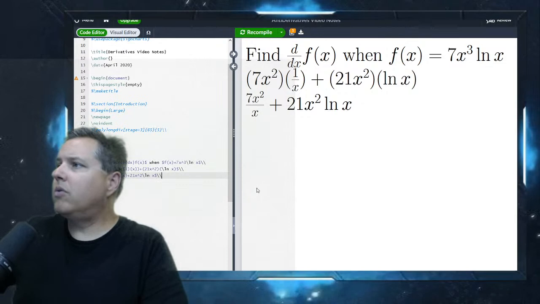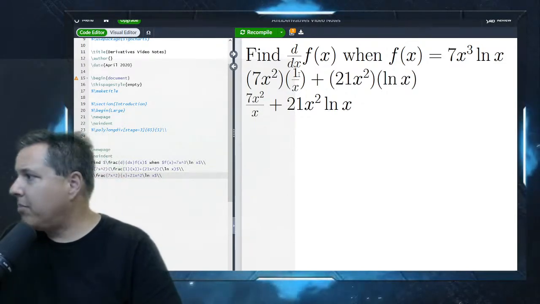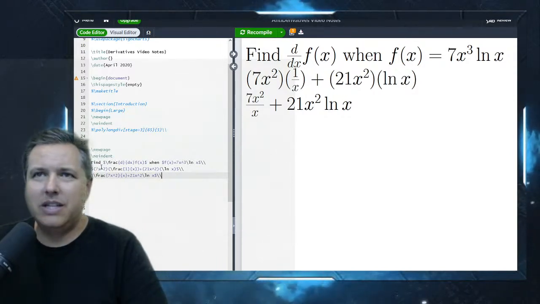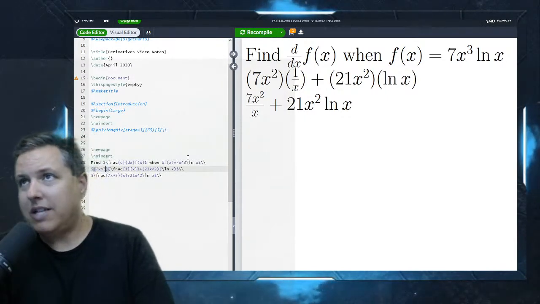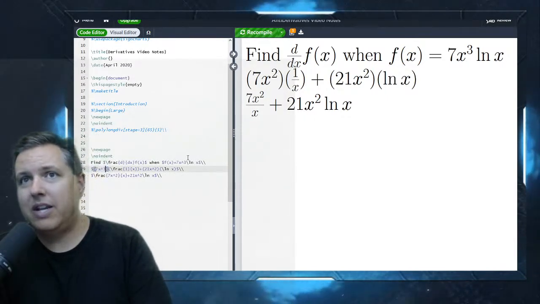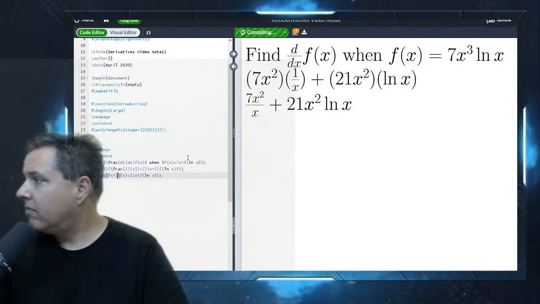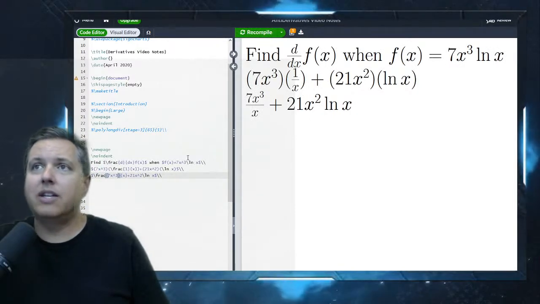Oh, wait. Oh, okay. I messed up. There's a typo. Yep, thanks. I noticed it. I was seeing this wasn't coming out right like I thought it should. Thanks. There's a typo in here. I wrote 7x squared when this first piece should be 7x cubed. Yeah, thanks. Thanks to the people in the chat who noticed that. Looks like I had a typo.